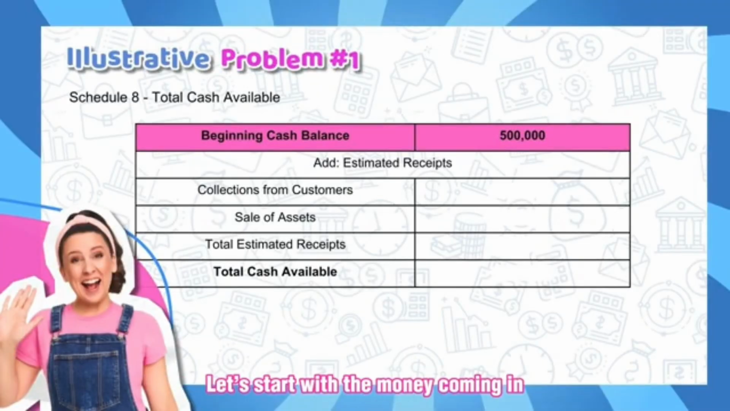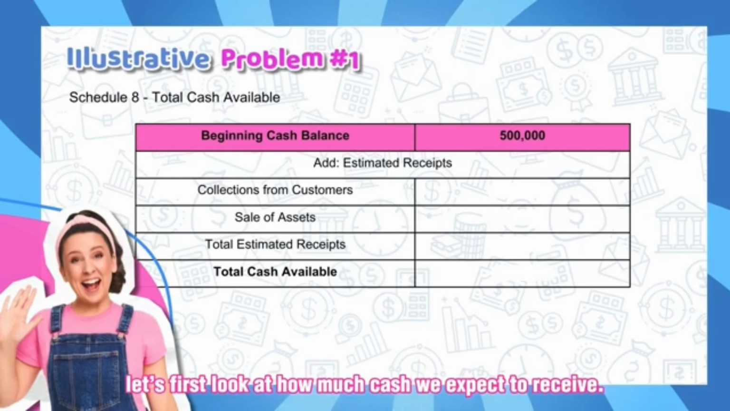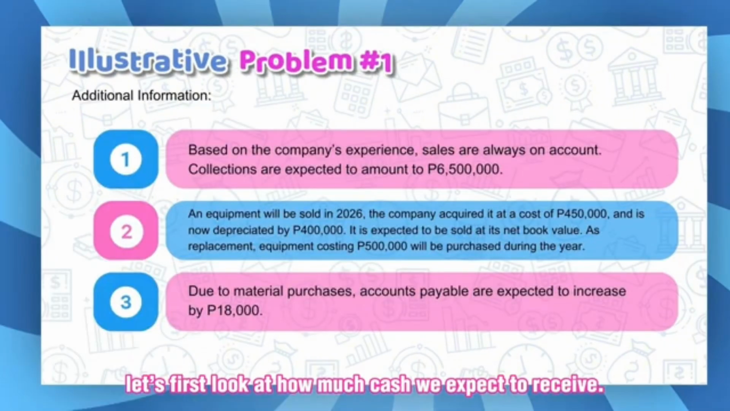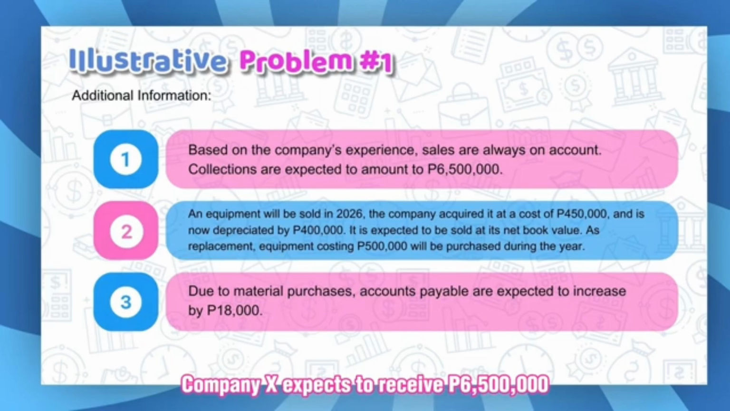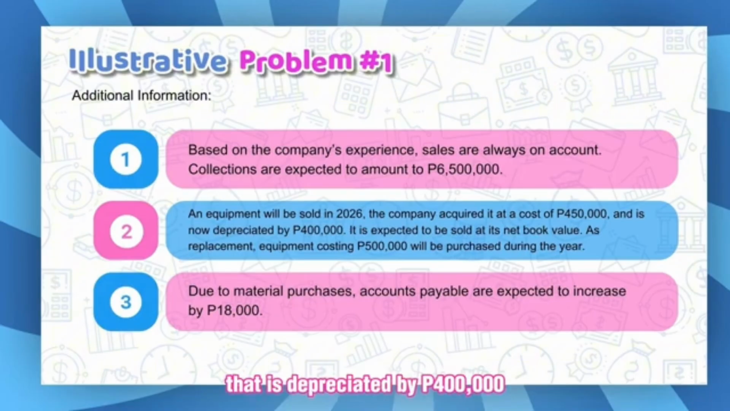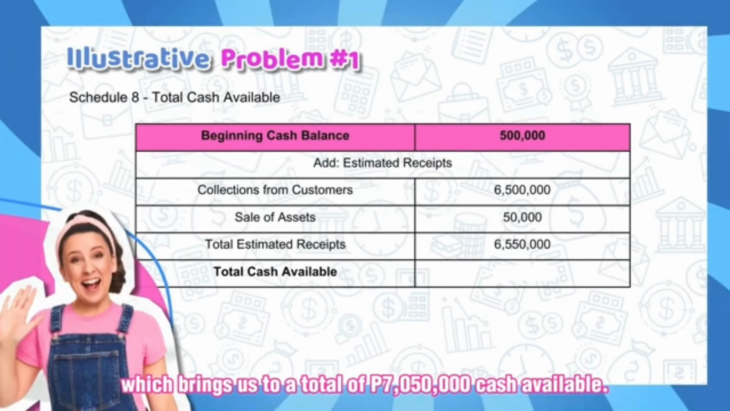Let's start with the money coming in. Company X started with 500,000 cash at the beginning of the year. But before we check how much we'll spend, let's first look at how much cash we expect to receive. Based on other relevant information, Company X expects to receive 6,500,000 from customer collections. Not only that, an asset worth 450,000 that is depreciated by 400,000 is also being sold for its net book value. So that would be another 50,000 pesos.